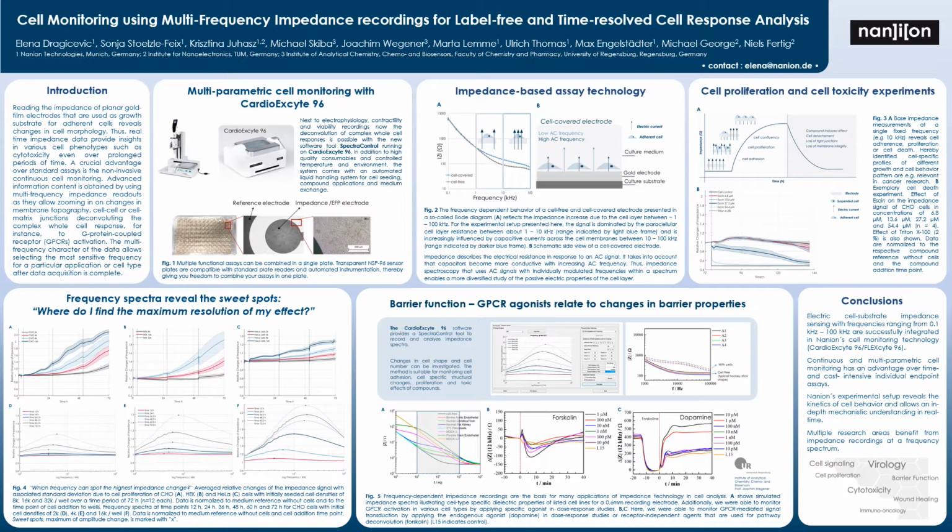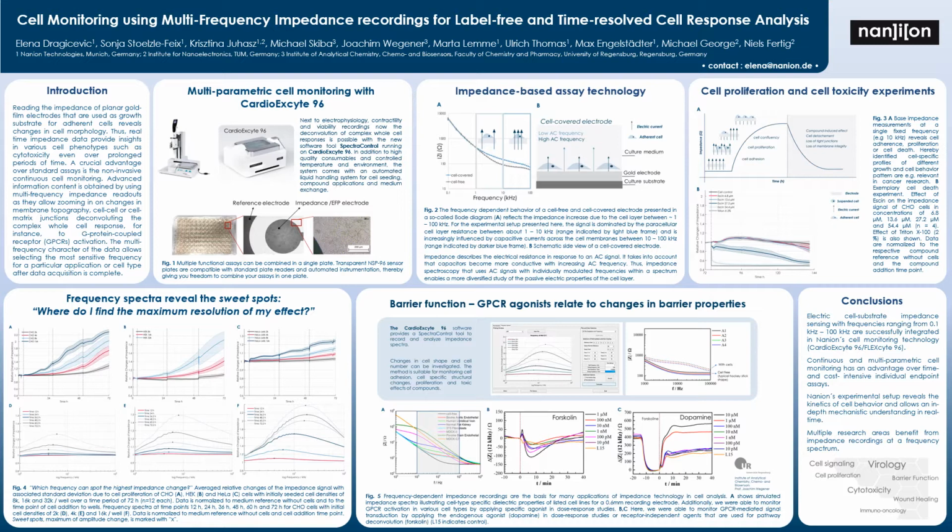And in Figure 4, we pose a question: which frequency can spot the highest impedance change? Average relative changes of the impedance signal with associated standard deviation due to cell proliferation of CHO, A, HEK, B, and HeLa, C cells with initially seeded cell densities of 8, 16, and 32 K per well over a time period of 72 hours are shown. Data is normalized to medium reference without cells and to the time point of cell addition to wells.